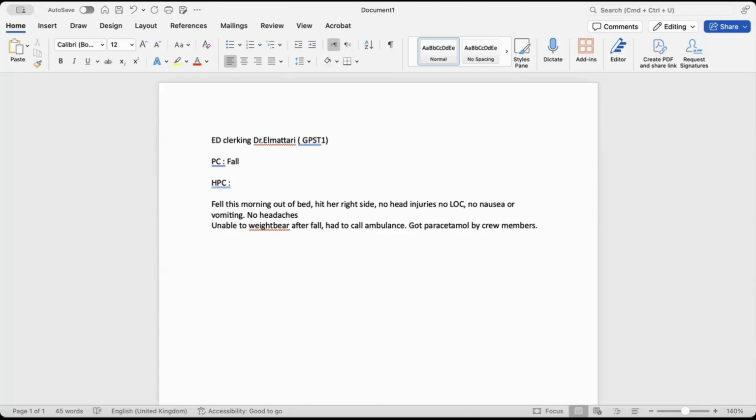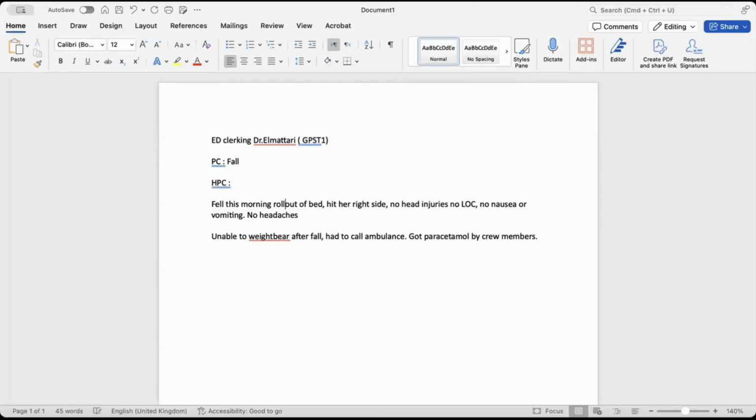Now, we're happy that this patient was rolling out of bed and just fell, hit her right side. You need to write the mechanism of fall. So let's say fell this morning out of bed. Let's say rolling out of bed. She hit her right side. She was unable to weight bear, and basically that's the history. There's nothing more to ask about in the history of presenting complaint.